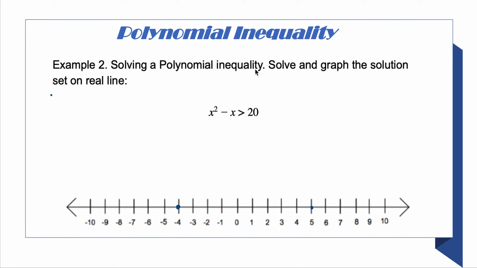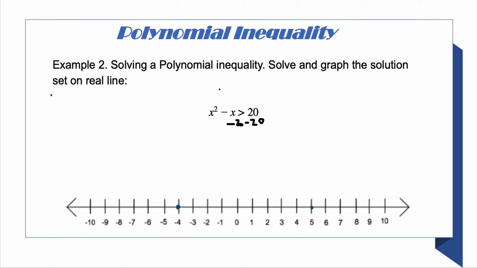Solving a polynomial inequality, solve and graph the solution set on the real line. So we have this inequality, x squared minus x is greater than 20. Now if we want to solve this inequality, I'm going to subtract 20 from both sides, because on the right side I want to make a 0, and minus 20 here.